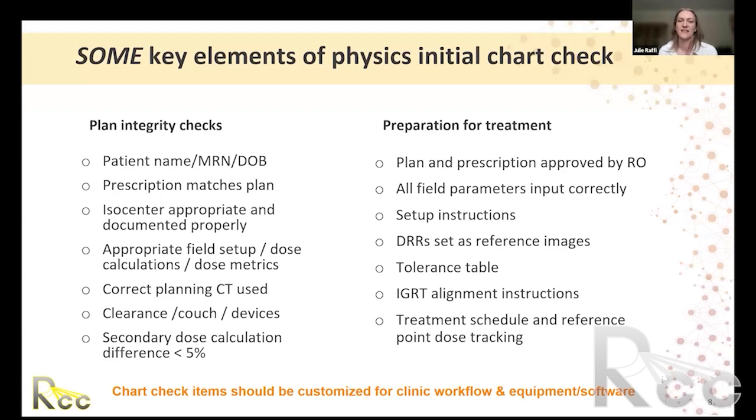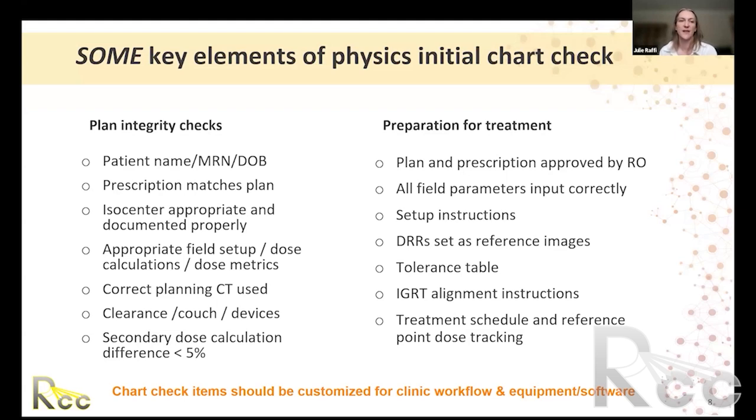Tolerance tables assigned, any kind of imaging alignment instructions, and then making sure we have the treatment schedule set up correctly and proper reference point dose tracking. So these are just some of the elements, but it gives you an idea for what types of things we're checking during the physics and initial chart check.